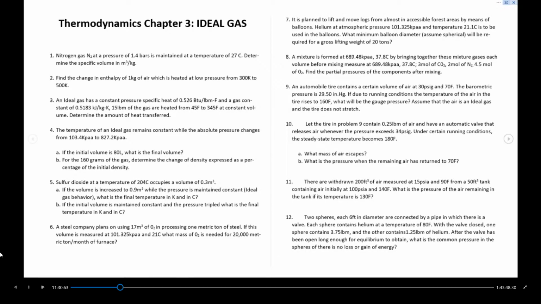Number 3. An ideal gas has a constant pressure specific heat of 0.526 BTU per pound mass degrees Fahrenheit and a gas constant of 0.5183 kilojoules per kilogram degree Kelvin, and 15 pound mass of the gas are heated from 45 degrees Fahrenheit to 345 degrees Fahrenheit at constant volume. Determine the amount of heat transferred.